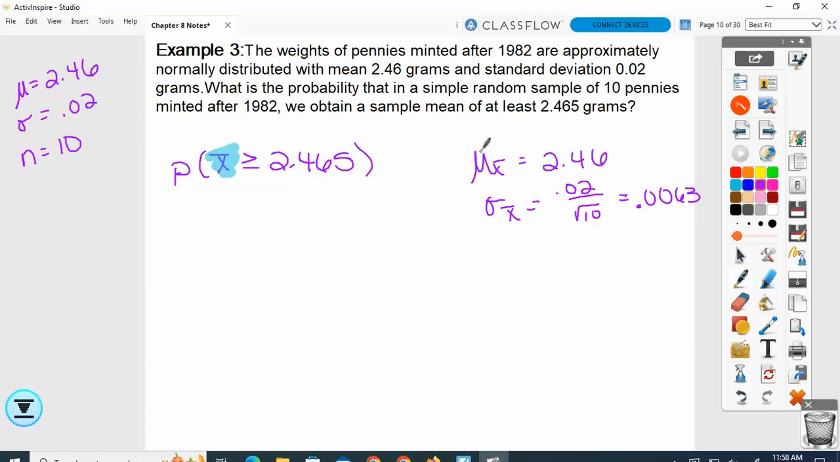So I'm going to use these to get my z. So z is x minus, since this was x bar, I'm using the mean for x bar, divided by the standard deviation for x bar. So we are finding the probability that z is greater than or equal to 0.79.